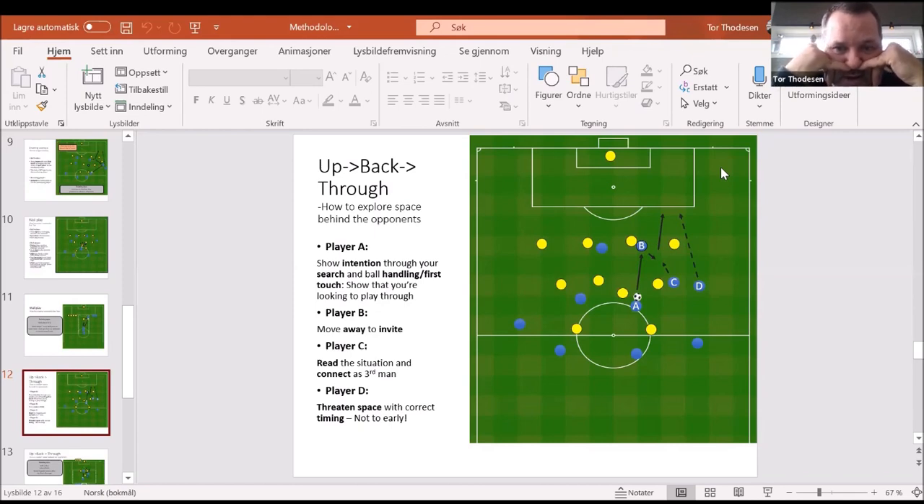So it's self-instructing. B has to have connection with C, of course, to show up in support at the right time, not too early, not standing there when he receives the ball, but arriving at the right time so you can use the space. And then, of course, D as a third man, recognizing that if I sprint now, I will break through on the line at exactly the right timing.